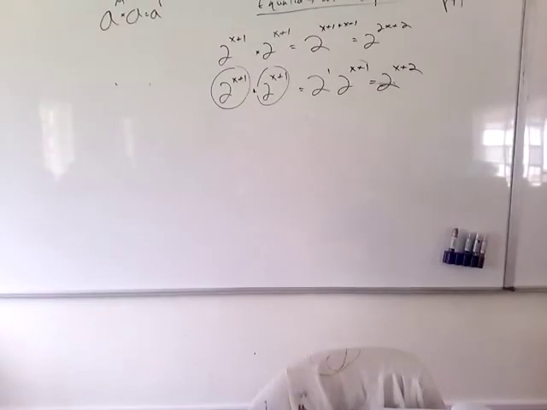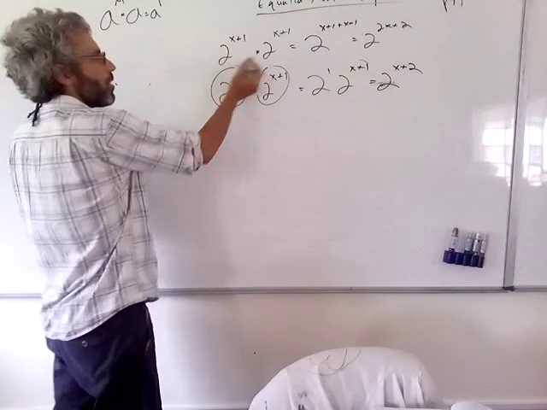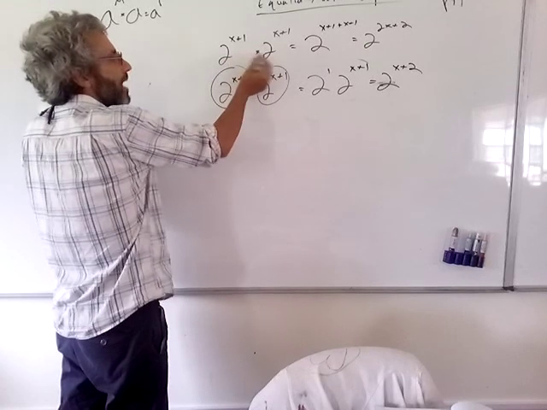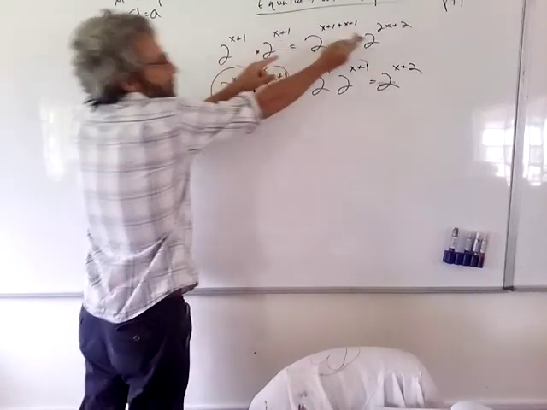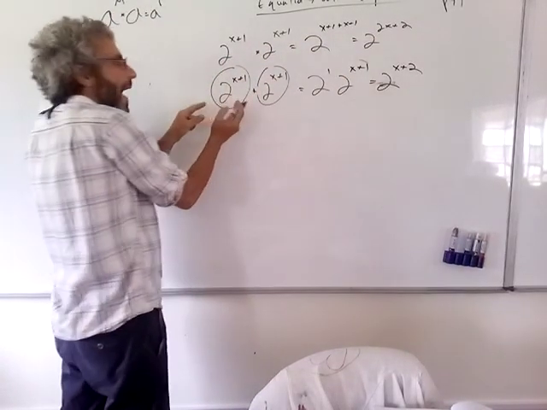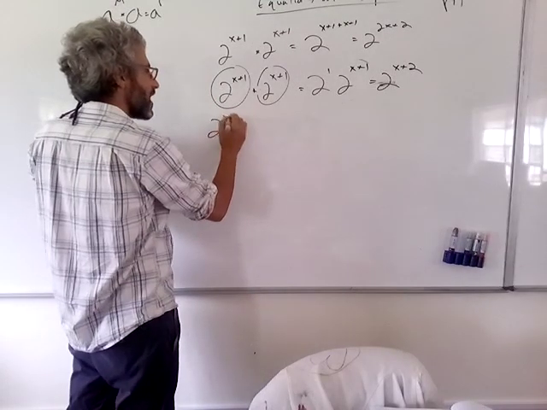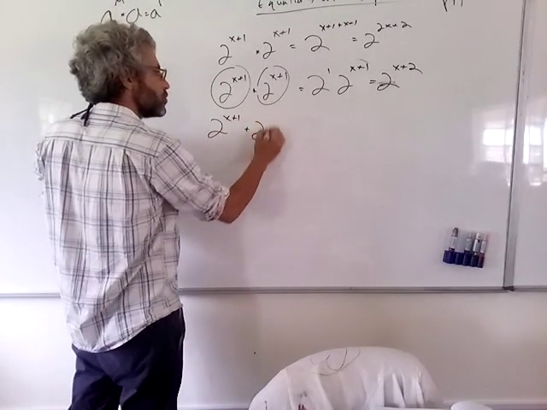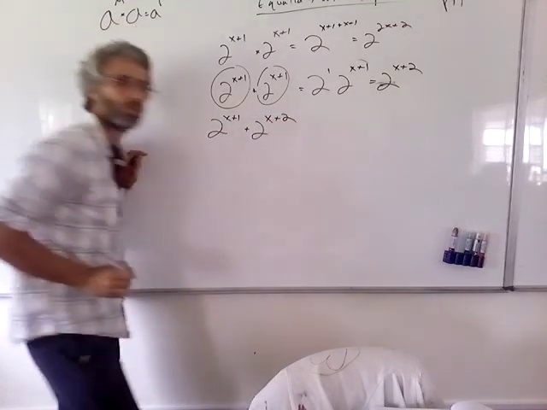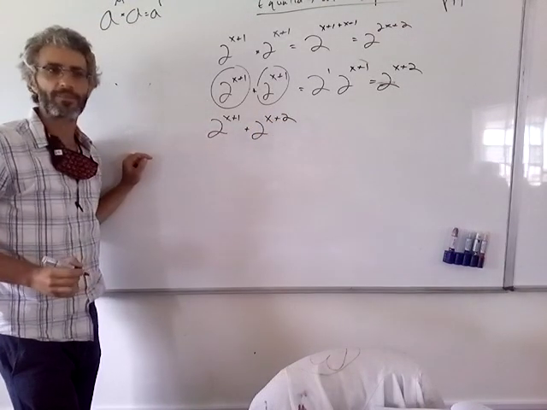Next one, guys. So what we've done here, I've multiplied bases. That was easy. We just used that rule. Adding is a little bit more tricky, but I think by now you got it. What happens if I have 2 to the power of x plus 1 plus 2 to the power of x plus 2? Can I add them?